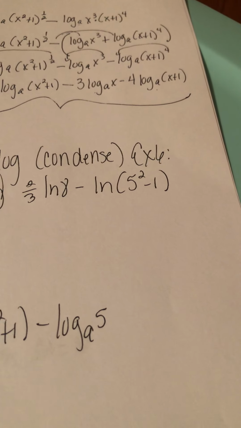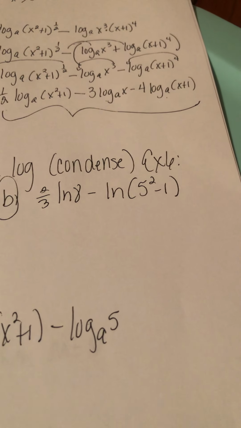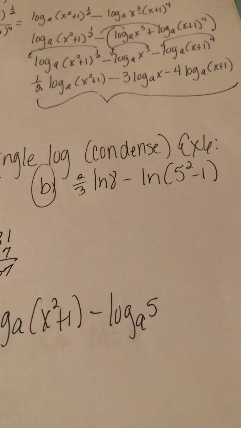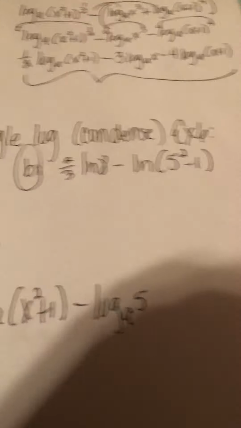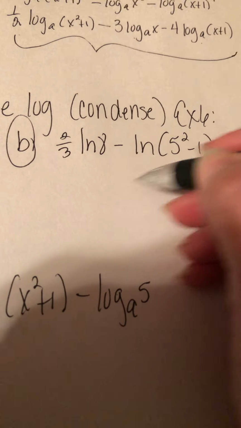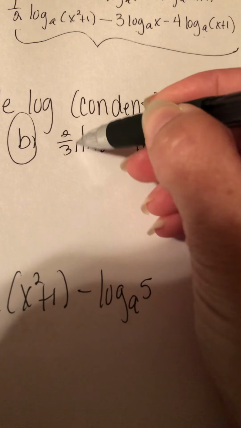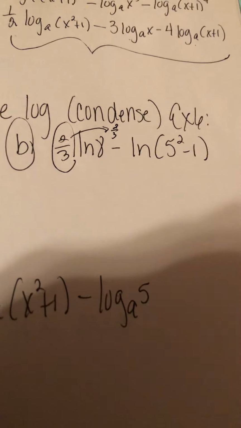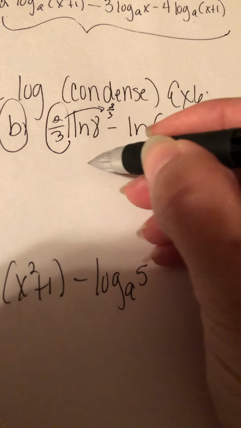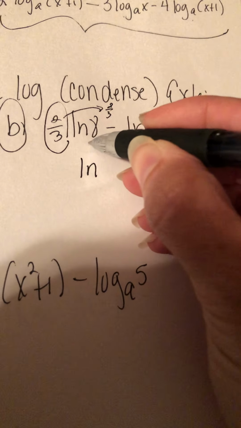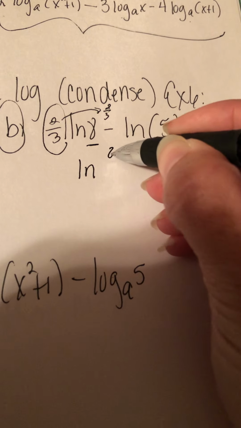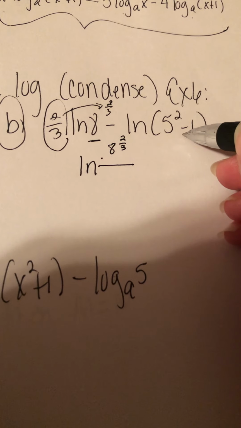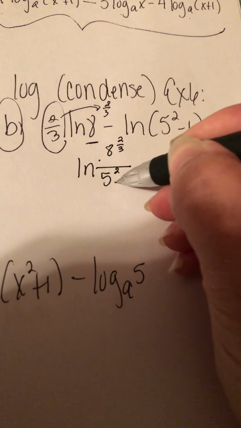Okay, I've got 2/3 times the natural log of 8 minus the natural log of 5 squared minus 1. My eye is automatically drawn to that subtraction. So I know I'm going to have division, but I've got a number in the front, so let's bring it to the top as an exponent. So go ahead and pull your natural log. Now, whatever you have in the front, that's going to be your numerator, 8 to the 2/3. Then whatever you have behind the subtraction problem is your denominator.